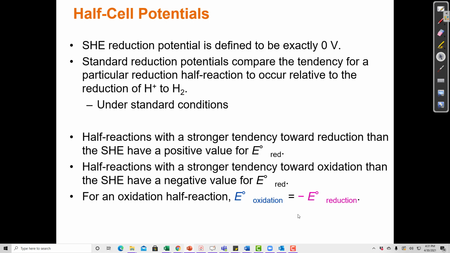So standard hydrogen electrode reduction potential is defined to be exactly 0 volts. The standard reduction potentials compare the tendency for a particular reduction half reaction to occur relative to the reduction of H plus to H2 under standard conditions. Half reactions with a stronger tendency toward reduction than the standard hydrogen electrode have a positive value for the reduction potential. Half reactions with a stronger tendency toward oxidation have a negative value for reduction potential. So again, whether reduction potential is positive or negative doesn't really mean much. It's just relative to the standard hydrogen electrode, which was kind of chosen arbitrarily.